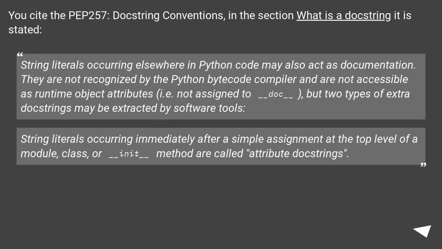You cite PEP 257, docstring conventions. In the section "What is a docstring" it is stated: string literals occurring elsewhere in Python code may also act as documentation. They are not recognized by the Python bytecode compiler and are not accessible as runtime object attributes, i.e. not assigned to __doc__, but two types of extra docstrings may be extracted by software tools: string literals occurring immediately after a simple assignment at the top level of a module, class, or __init__ method are called attribute docstrings.